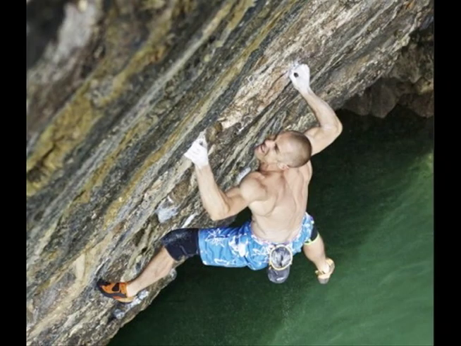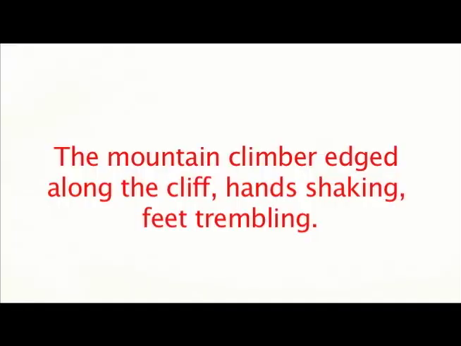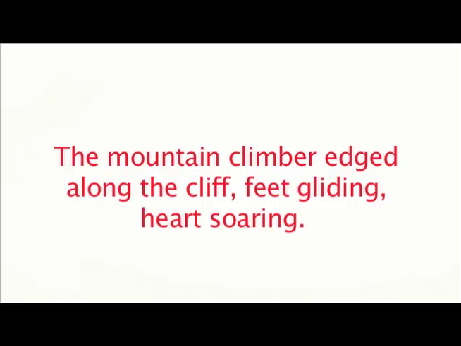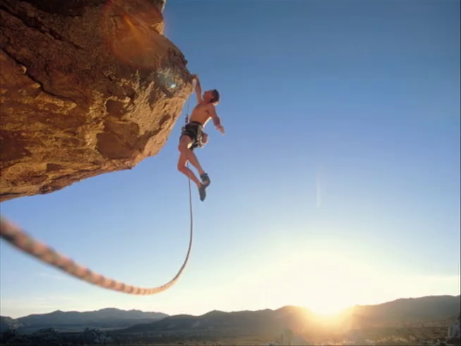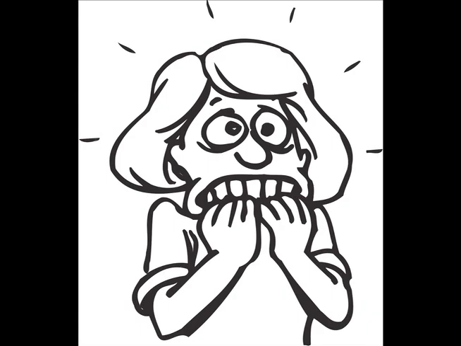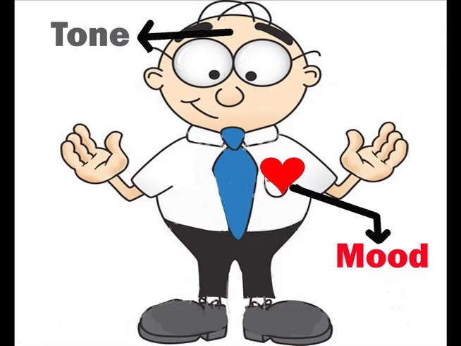The absolutes that we will add are hands shaking and feet trembling because we want our reader to visualize what it is the climber is experiencing. Our new sentence reads: the mountain climber edged along the cliff, hands shaking, feet trembling. Do you see what this does for the sentence? We could have said something like, the mountain climber edged along the cliff, feet gliding and heart soaring. What does this now do to the sentence? Does it change the way we picture the scene? It should. These word choices evoke a completely different mood for the reader.